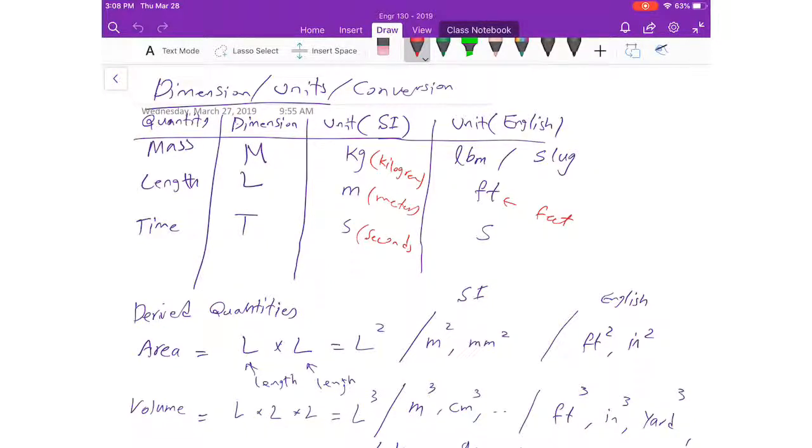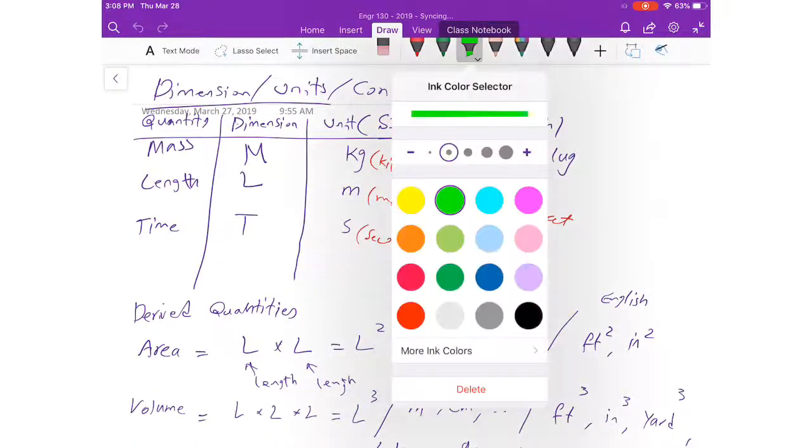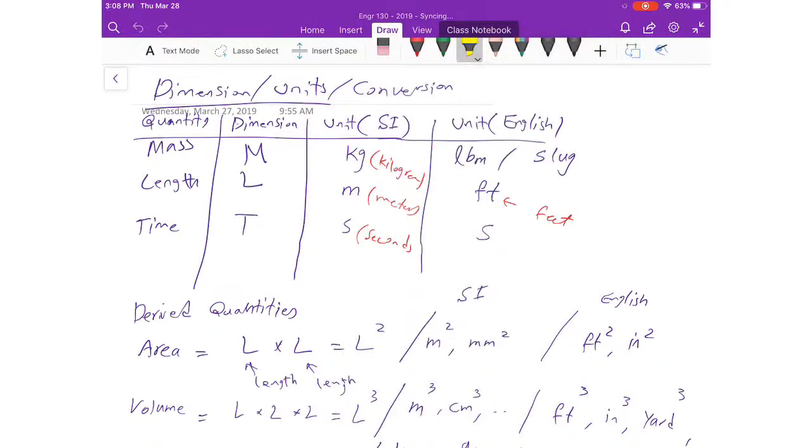Hello all. Today I'd like to talk about dimensions, units, and unit conversion. Before I start, I'd like to talk about quantities. Overall there are three basic quantities. We call them fundamental quantities. Those fundamental quantities are mass, length, and time. We have more fundamental quantities on the electrical side, such as current, that will be covered later on.